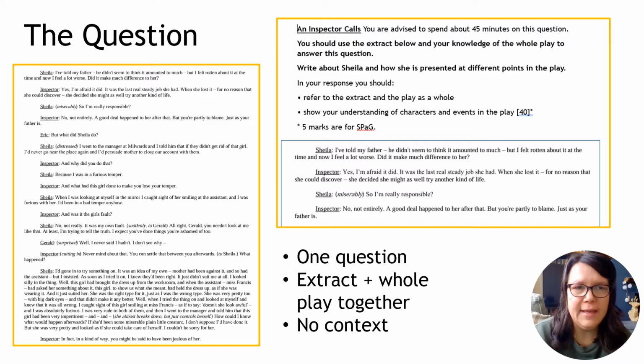If you look on the screen there, it will be set up with the guidance to spend 45 minutes on that question. It will ask you to use the extract and the whole play, and then it will give you your question topic. My example here says write about Sheila and how she is presented at different points in the play. So you write about both the extract and the whole play all together in one essay. There are no context marks for An Inspector Calls, so you're focusing on what is happening in the play and what Priestley's message is based on that.